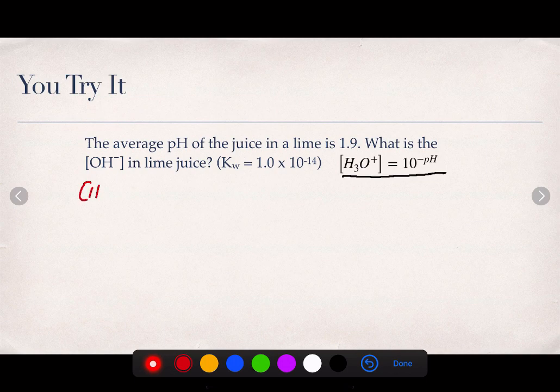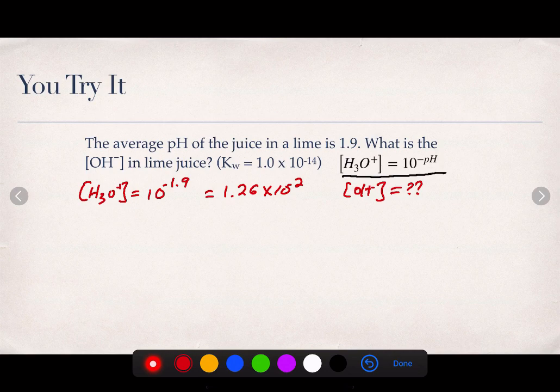And so hydronium, H3O+, that's going to be equal to 10 to the minus pH, so 10 to the minus 1.9. So you would use your 10 to the x button in your calculator. And so when we work that out, we get a value of 1.26 times 10 to the minus 2. Now, that's my hydronium ion concentration, but what the problem is looking for is my hydroxide ion concentration.